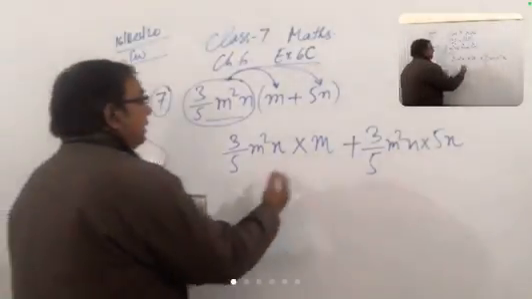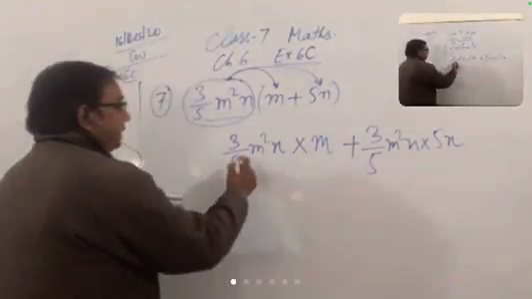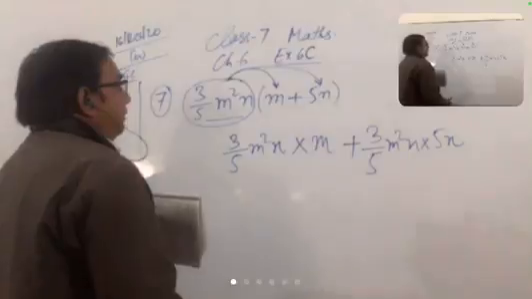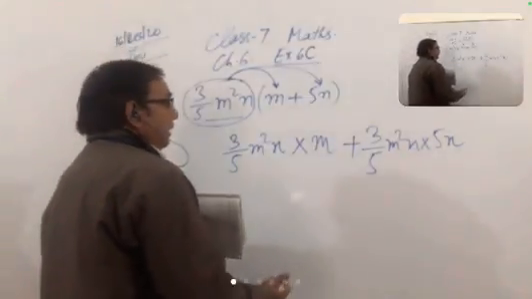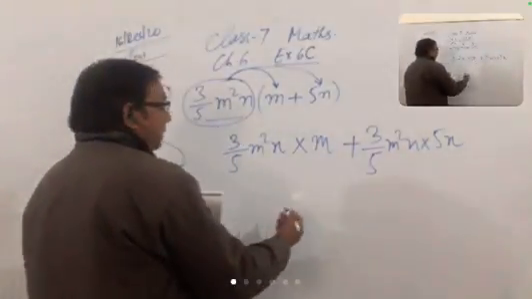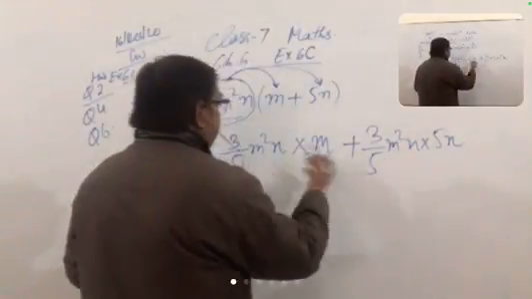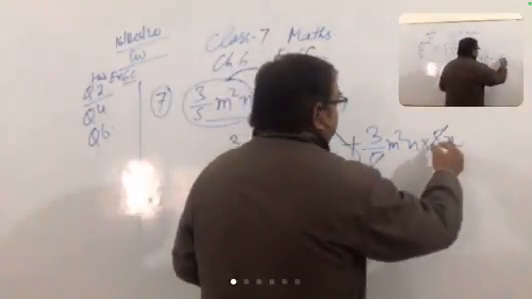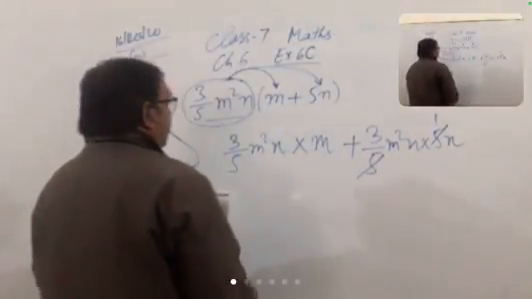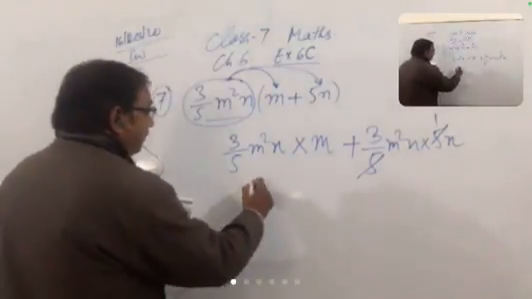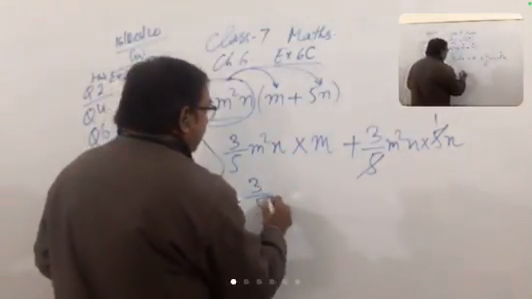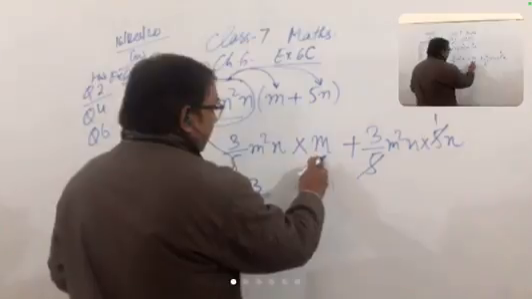Then if there is a number which is cancelable, then you can cancel it. Otherwise you can write the product. So in the first term is okay, but in the second term it is cancelable. And now the product 3 upon 5, m is 2 and here is this.